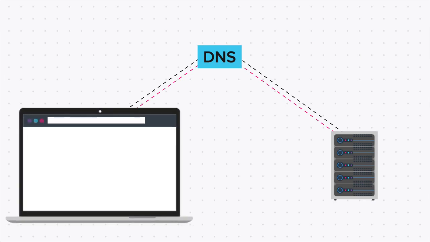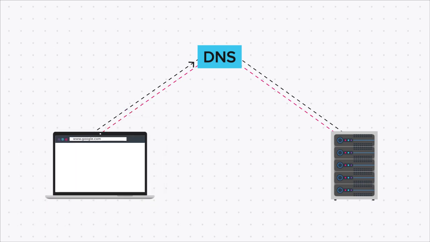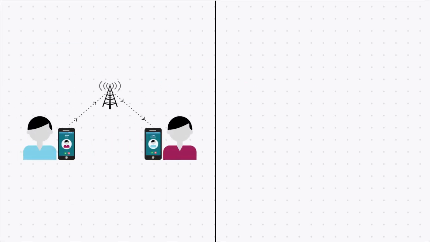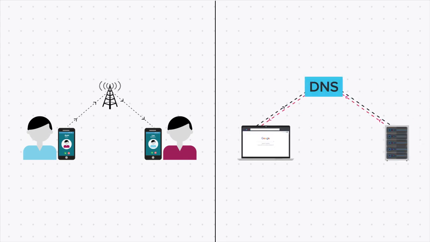So whenever we type the domain name of any website, a system called the Domain Name System or DNS helps us locate the IP address of that domain name. Then we can connect to that IP address. So we can say that the work of a service provider in case of finding phone numbers and the job of a DNS in case of IP addresses is the same.